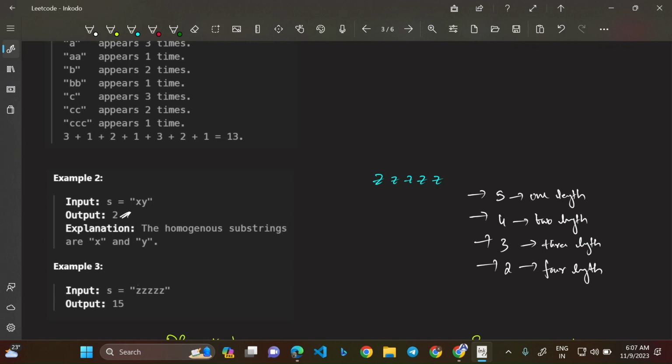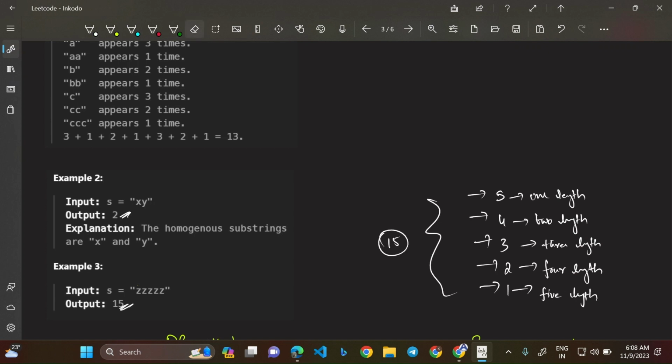Now 5 length. So what is 5 length? Consider the whole string as the substring. In that case all the characters are the same, right? So this is again a homogeneous substring. So there is only one 5 length. Is 6 length possible? No, that's next to impossible, because the string length is only 5, and how can you find a substring of length 6? That's not possible. So what is the sum of all this? 5 plus 4 plus 3 plus 2 plus 1, that is 15. So that is the reason the answer is 15.